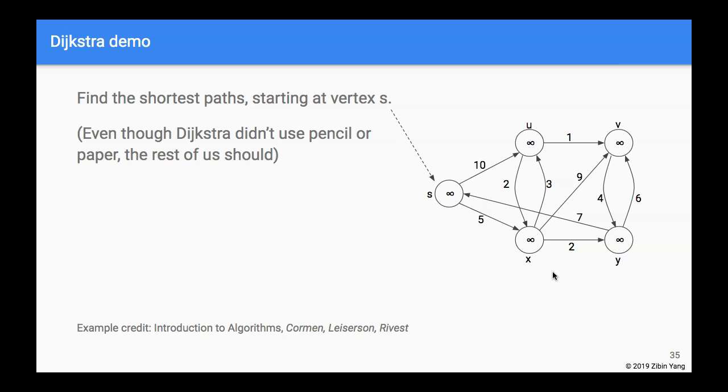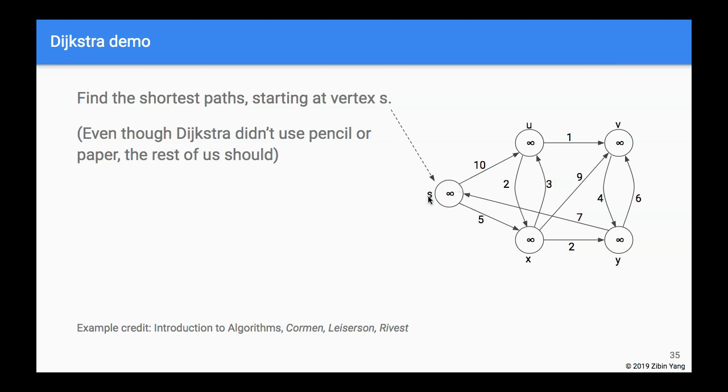So I'm going to demonstrate how Dijkstra's algorithm works now. This example is actually from my data structure textbook, because I just want to make sure I get it right. Given this graph, the problem is to find the shortest path to all vertices starting from the vertex S. Even though Dijkstra himself did it without pencil or paper, for us mere mortals, I would advise you to get pencil and paper and draw this as we go along.